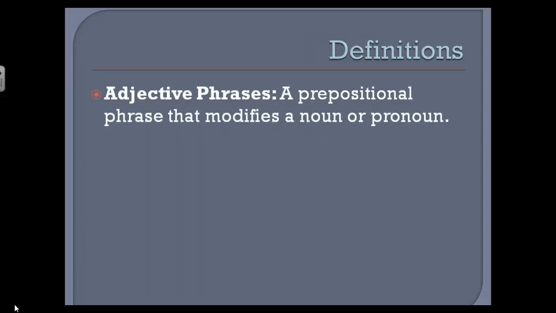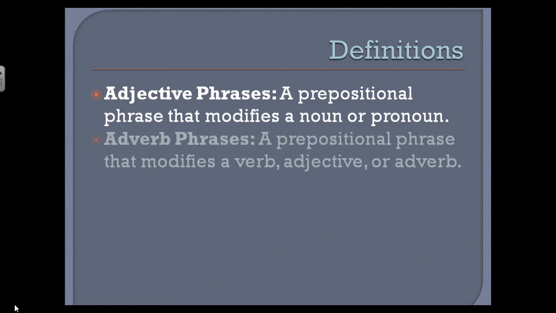First, we need to understand that prepositional phrases' job in a sentence is to actually modify or describe something, which means there's going to be two types of prepositional phrases. An adjective phrase is a prepositional phrase that modifies or describes a noun or pronoun, whereas an adverb phrase is a prepositional phrase that modifies a verb, adjective, or adverb.